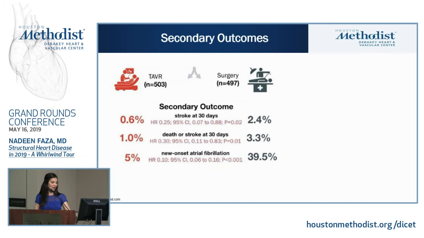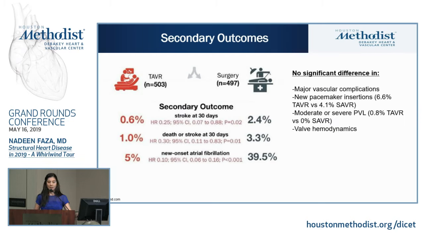In terms of the secondary outcomes, the TAVR arm had lower incidence of stroke at 30 days, less death or stroke at 30 days, and less incidence of new onset atrial fibrillation. And in this trial, the incidence of AFib was also in the 30%, similar to the Evolut low-risk trial. There was no significant difference in the major vascular complications. There was no significant difference in the incidence of pacemaker implantation. It was about 6.6% in the TAVR group versus 4.1% in the surgical arm. No difference in moderate to severe PVL, and there was no difference in valve hemodynamics.